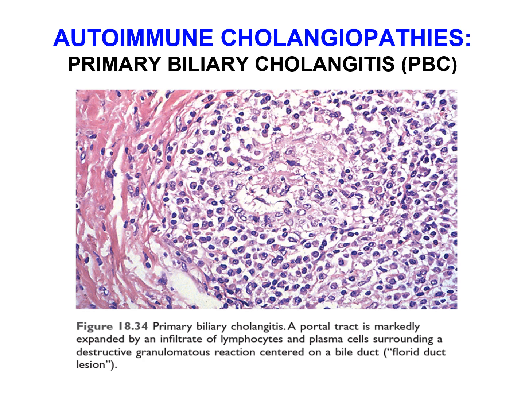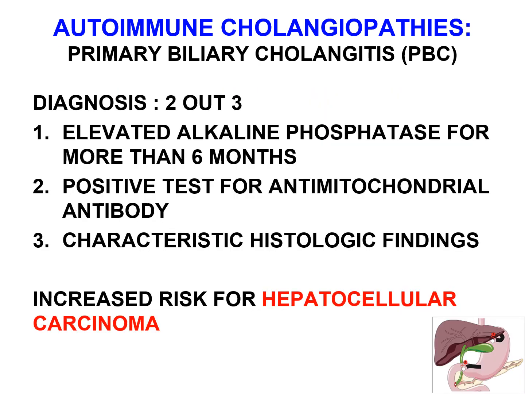The bile duct involvement has a patchy distribution, with involvement of a minority of portal tracts being a common feature in early disease. Disease progression leads to the loss of small intrahepatic bile ducts, thus called ductopenia. The diagnosis can be established if two of the following are present: elevated alkaline phosphatase for more than 6 months, positive tests for antimitochondrial antibodies, and characteristic histologic findings.